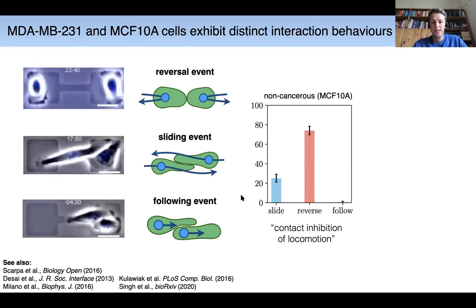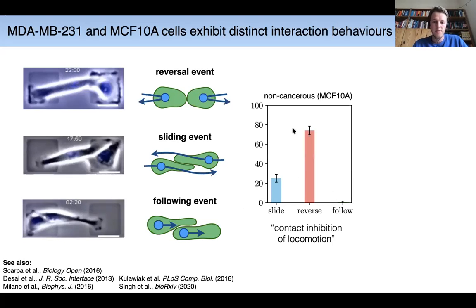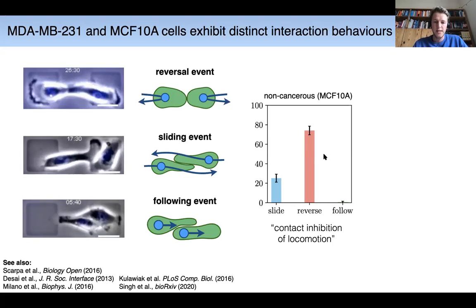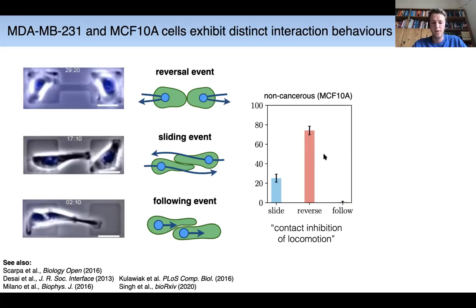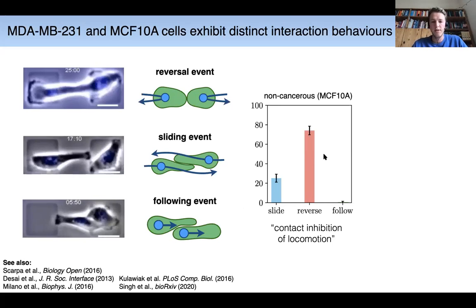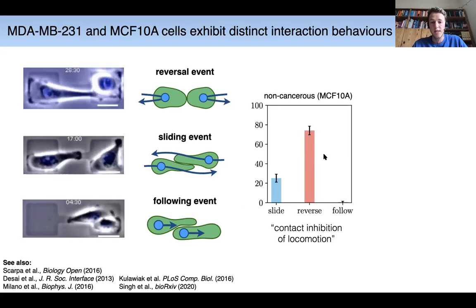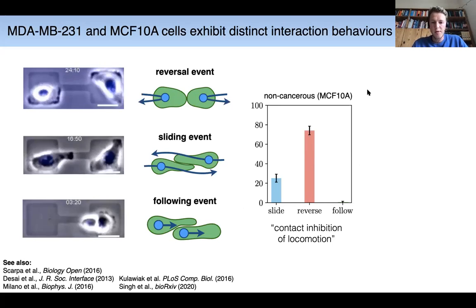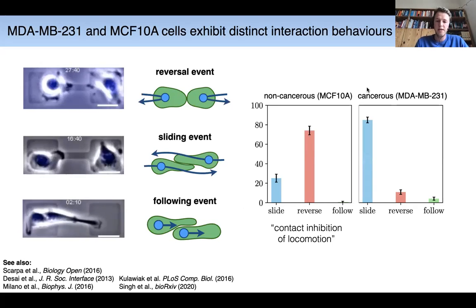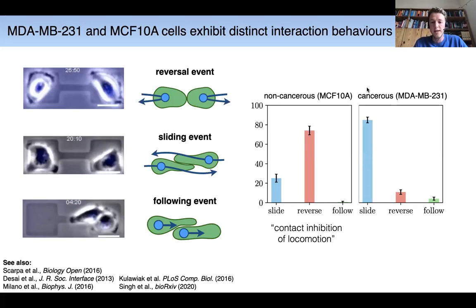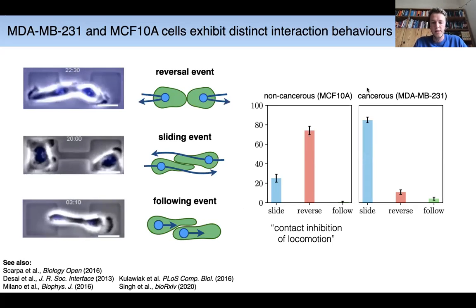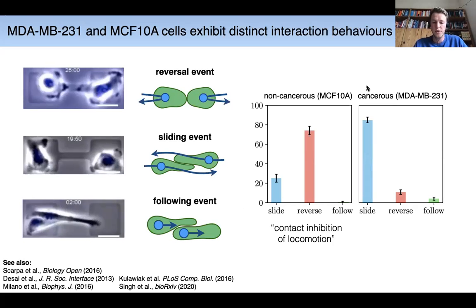Now what's interesting is that for these non-cancerous cells, we found that they predominantly reverse upon collision. That's a behavior that's been identified previously in the biological literature and termed contact inhibition of locomotion, which has been observed for many different types of cells. But what was surprising to us was that when we applied the same analysis to the cancerous cells, we find that they preferentially slide past each other upon collision. So they don't seem to have this contact inhibition of locomotion behavior.